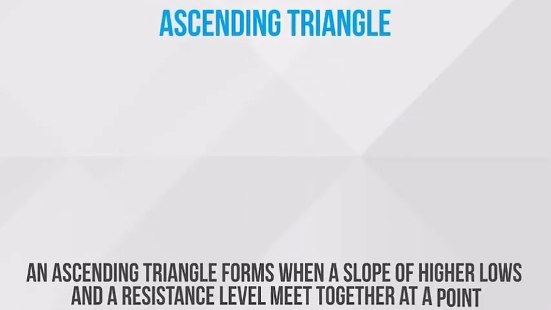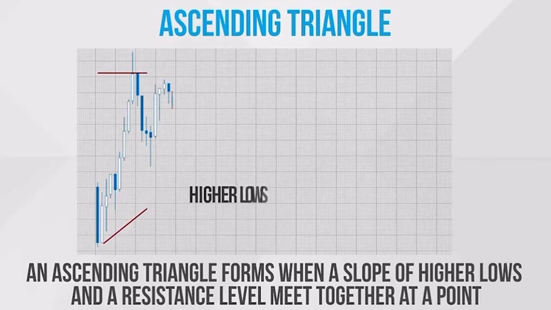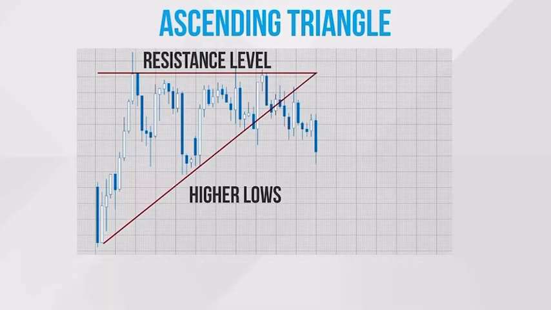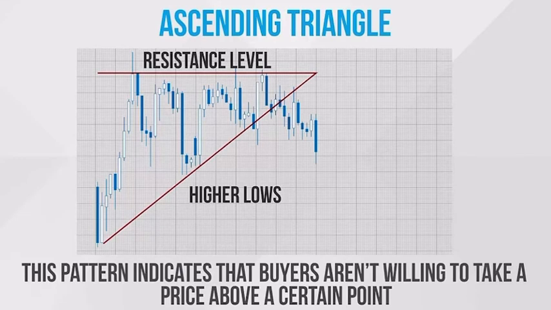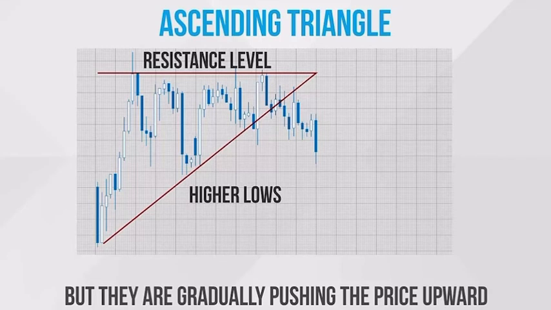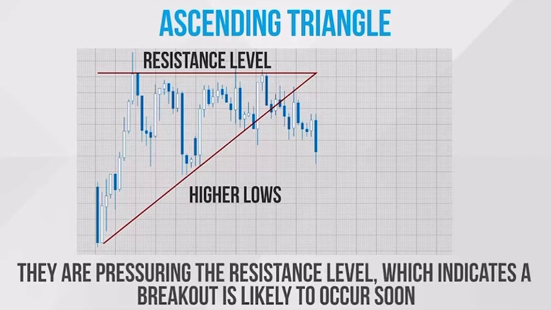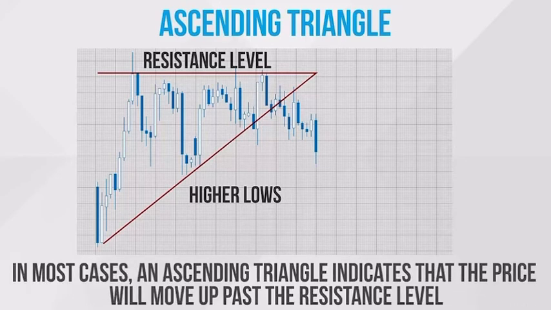An ascending triangle forms when a slope of higher lows and a resistance level meet together at a point. This pattern indicates that buyers aren't willing to take a price above a certain point, but they are gradually pushing the price upward. They are pressuring the resistance level, which indicates a breakout is likely to occur soon. In most cases, an ascending triangle indicates that the price will move up past the resistance level, although this is not always the case.